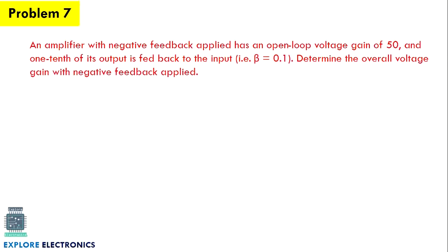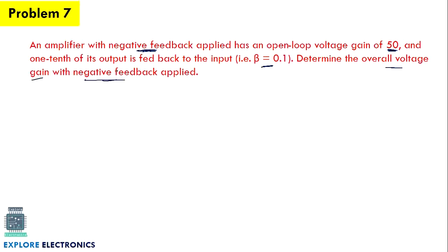Then we'll go to the next problem, an amplifier with negative feedback. This problem is on negative feedback applied to an amplifier with an open loop voltage gain of 50. Open loop voltage gain means there is no feedback connected, and 1/10 of the output is fed back to the input, where beta is equal to 0.1. They have directly given beta. Determine the overall voltage gain. Overall voltage gain means including the feedback, where negative feedback is applied.